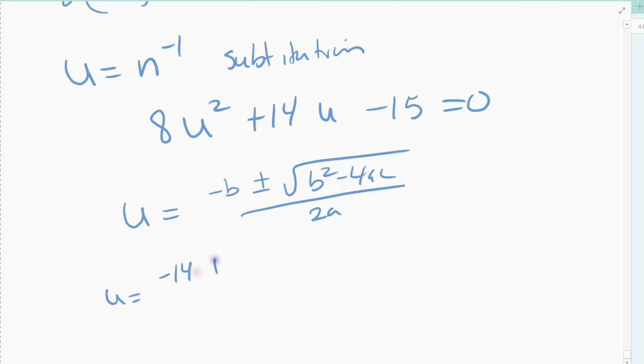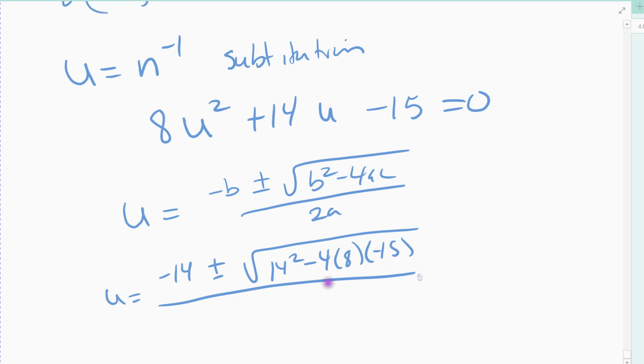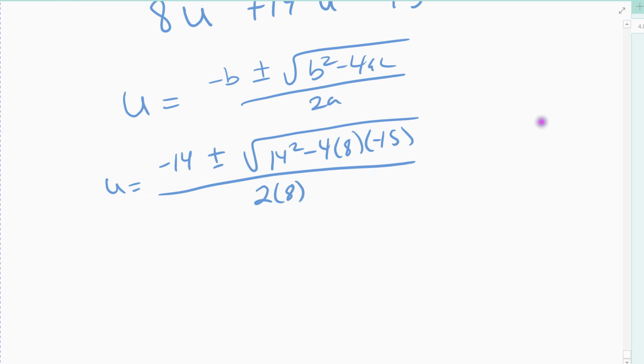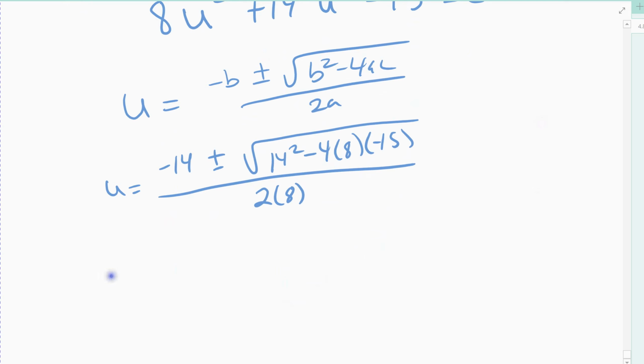All right, so negative 14 plus or minus the square root of 14 squared minus 4 times 8 times negative 15, all over 2 times 8. You do get 2 answers because there's the plus first, so do the plus and then the minus. Actually, I might simplify it before we go there. So negative 14 plus or minus, over 16. So we get 14 squared minus 4 times 8 times negative 15. This is 676.